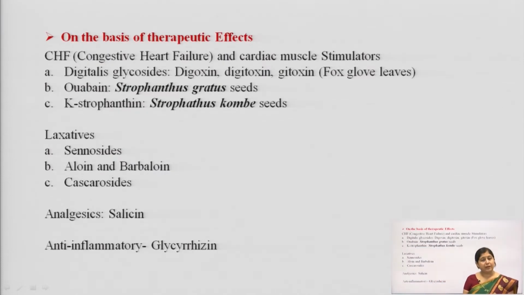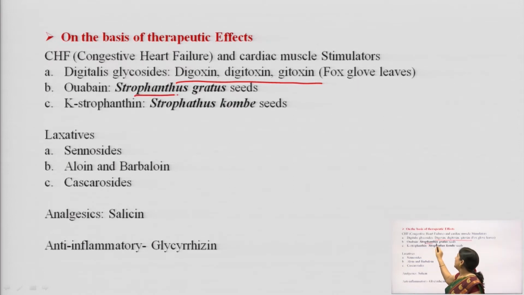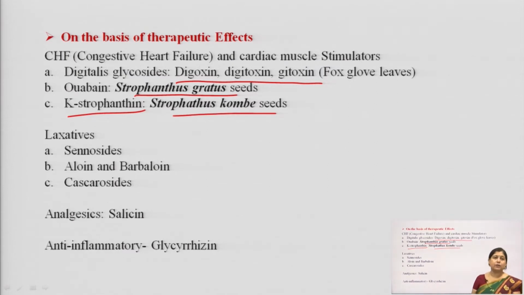Then based on the therapeutic effects, just like alkaloids, what is the pharmacological action? So, generally it can be a drug which is acting as a cardiotonic, or it is used in the treatment of congestive heart failure, or as a cardiac muscle stimulator. For example, the digitalis glycosides like digoxin, digitoxin, gitoxin, ouabain, which is present in Strophanthus gratus, or K-strophanthin, which is found in Strophanthus kombe. They are more or less isomers of each other, having a common cardiac glycoside structure, but their main pharmacological action is the same, that is, in the treatment of CHF.